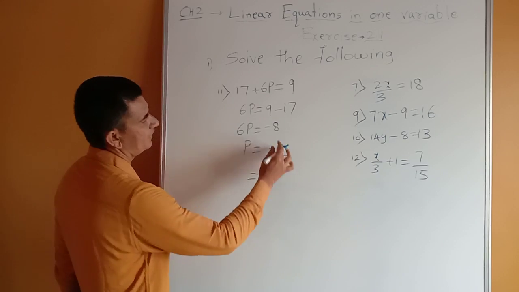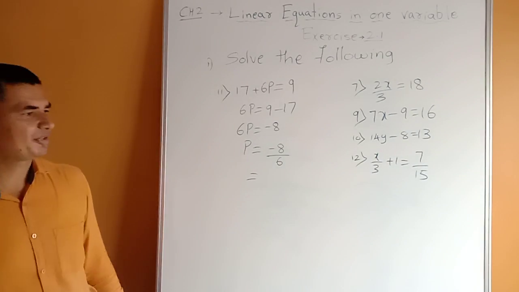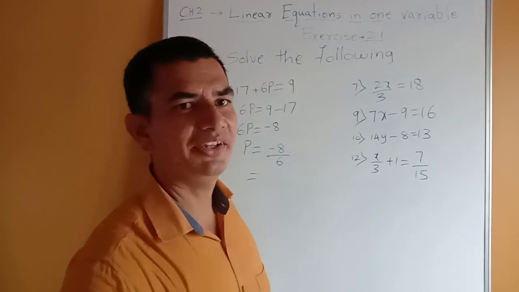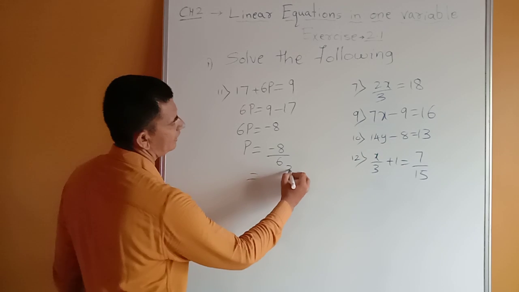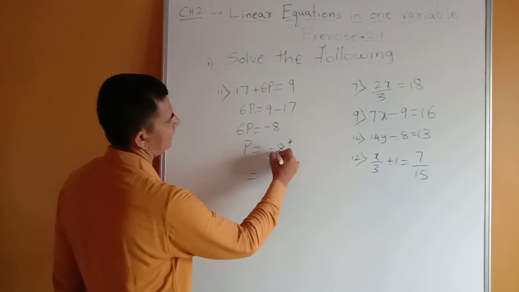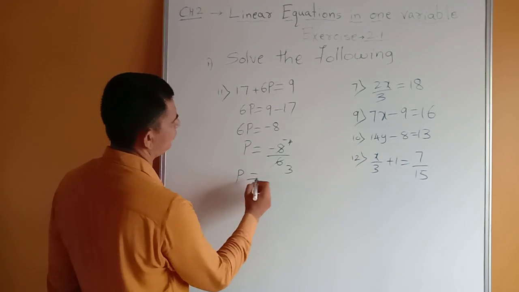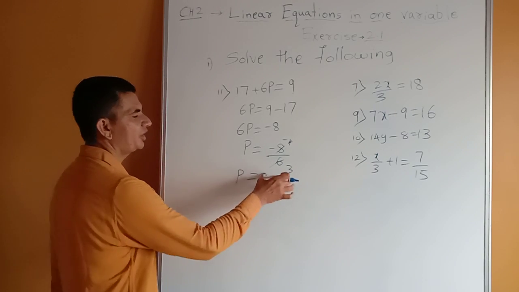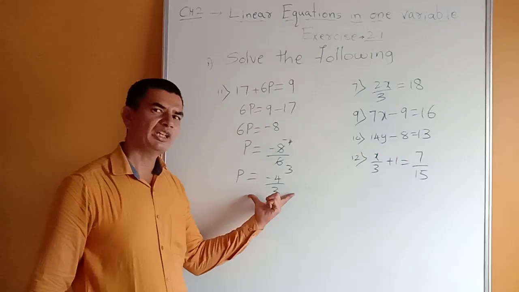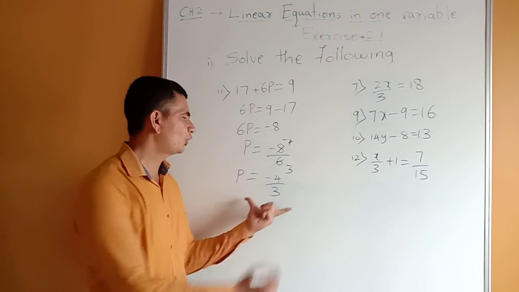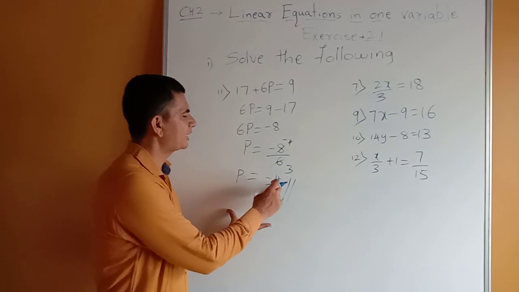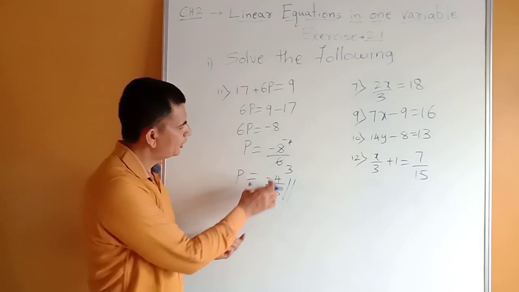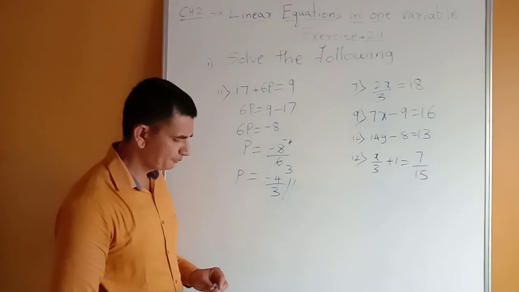Now 8 and 6 are in the same table. In the 2 table it is divisible, so we can simplify that. 2 3s are 6 and 2 4s are 8. So p is equals to minus 4 by 3. Now again, is it possible to continue this? We have to check. If it is possible, you can continue. Otherwise, you have to put p is equal to minus 4 by 3, because we can't simplify this again. So the answer is minus 4 by 3.